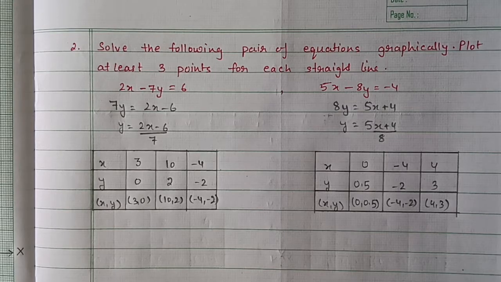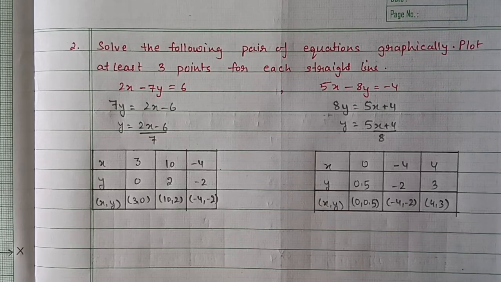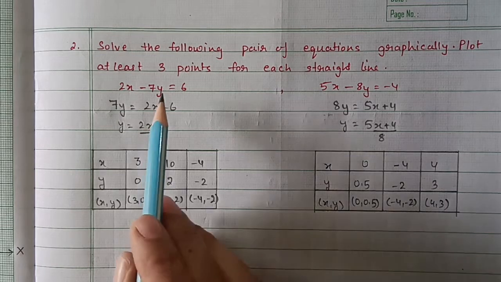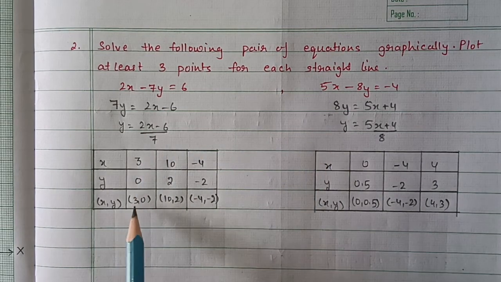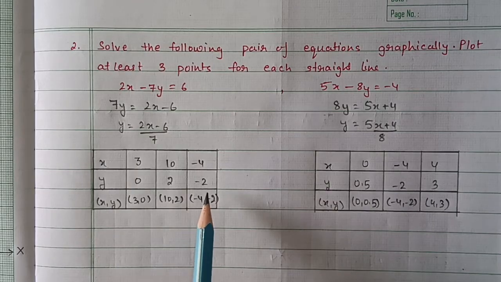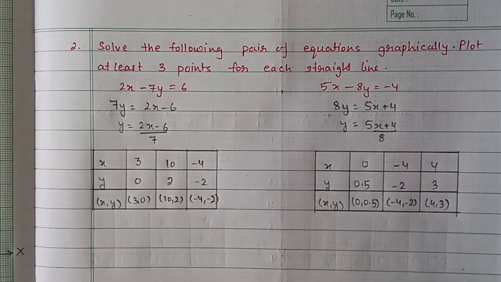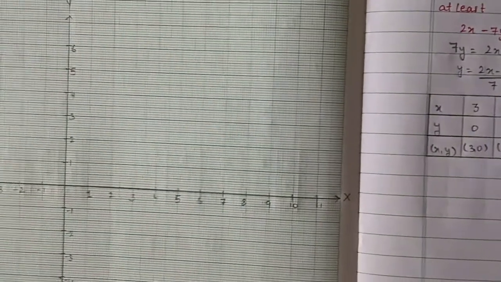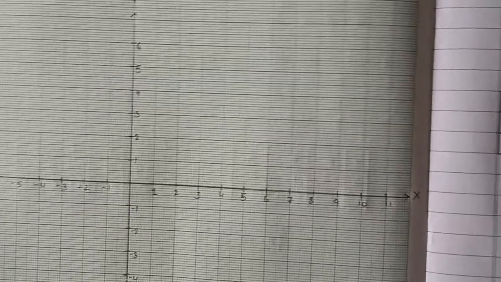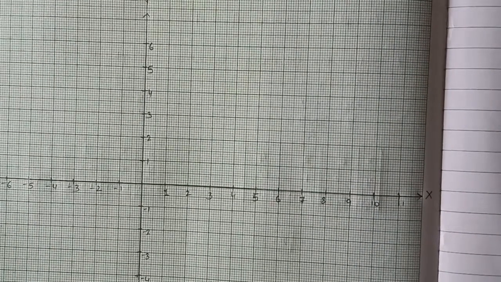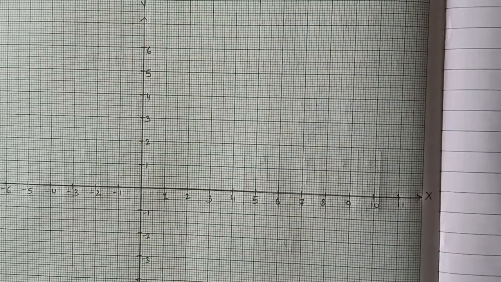Next we have question number 2. Solve the following pair of equations graphically. Plot at least 3 points from each straight line. So first, from each straight line we will take three plotting points. Now these 3 plotting points we will plot on the graph. Take a graph sheet, draw the x-axis and y-axis, and now we will plot 3 points first from the first line.